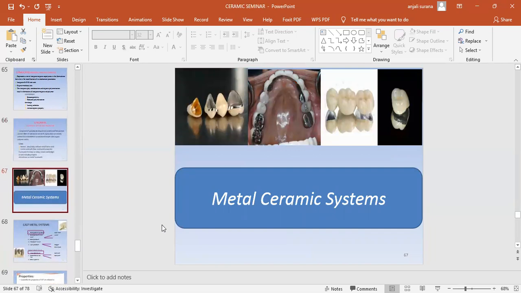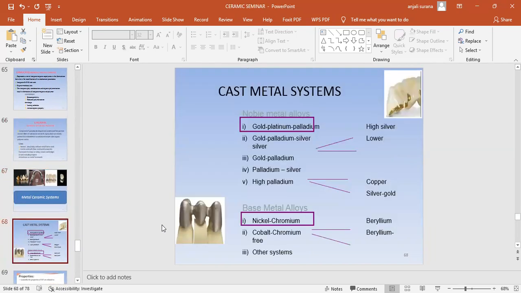Then we have metal ceramic systems, cast metals, which consist of both noble metal alloys and base metal alloys. Noble metal alloys consist of gold-platinum-palladium, gold-palladium-silver, gold-palladium, palladium-silver, and high palladium. And base metal alloys, there's nickel-chromium, cobalt-chromium, and then other systems.